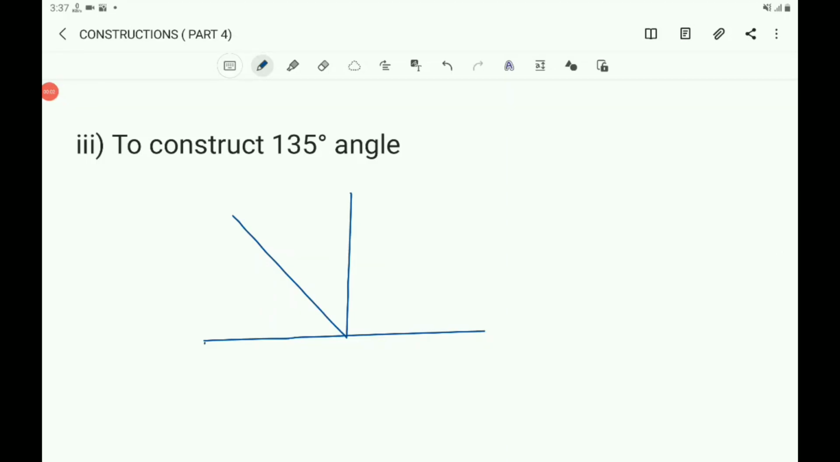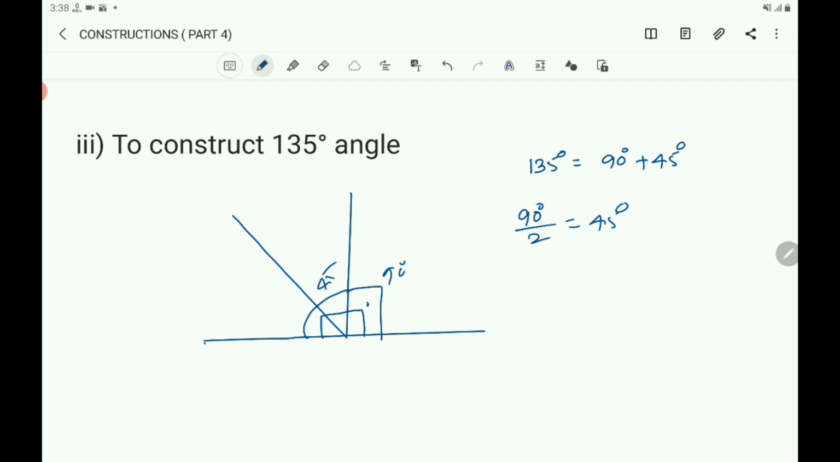Now about the construction of a 135-degree angle. To construct a 135-degree angle, here we have to construct 90-degree angles. You know that 135 degrees equals 90 degrees plus 45 degrees. This 45 degrees is half of 90 degrees. So 90 degrees by 2 equals 45 degrees. So you get two 90-degree angles. And if one 90-degree angle is bisected, then you will get 45 degrees plus 90 degrees. Then you will get 90 plus 45, 135 degrees.